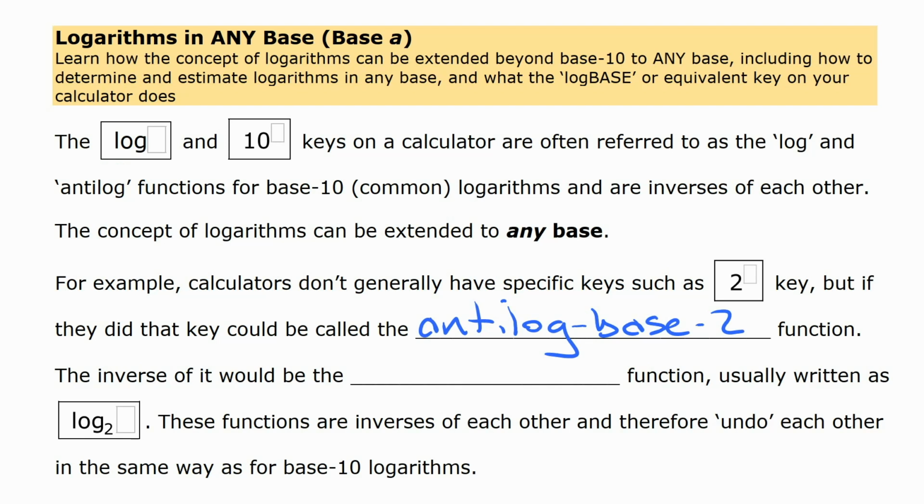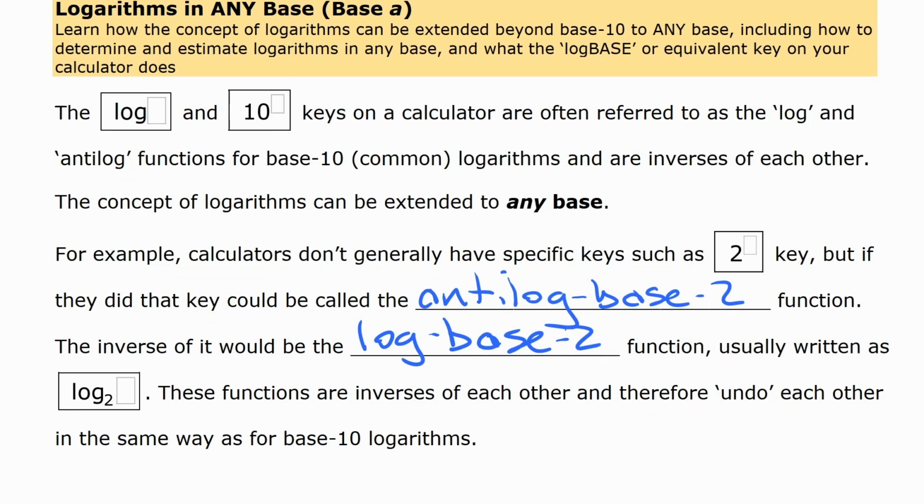If you had that key, I'm pretty sure you'd have the corresponding logarithm key, and it would be called the log base 2 key. And it would maybe look something like that. The way you write logarithms in another base is with a little subscript after the word logarithm to indicate what base it is. So you would say log base 2 of whatever's in that box there. And these two things are going to operate exactly the same way as you've seen for base 10 logarithms.